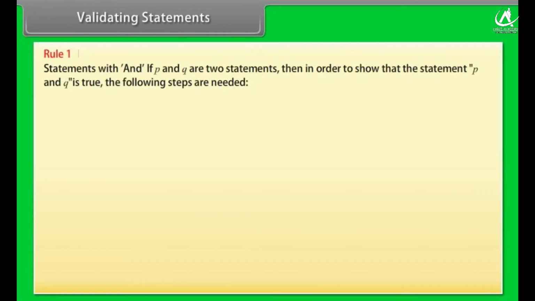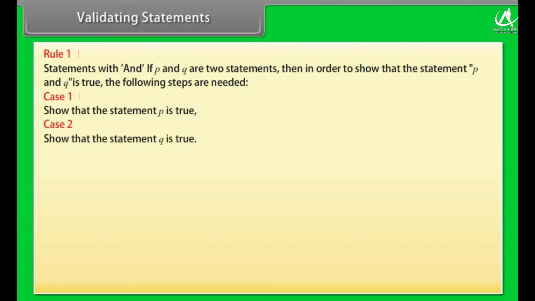Validating statements. Rule 1. Statements with AND. If P and Q are two statements, then in order to show that the statement P and Q is true, the following steps are needed. Case 1. Show that the statement P is true, and Case 2. Show that the statement Q is true. Rule 2.